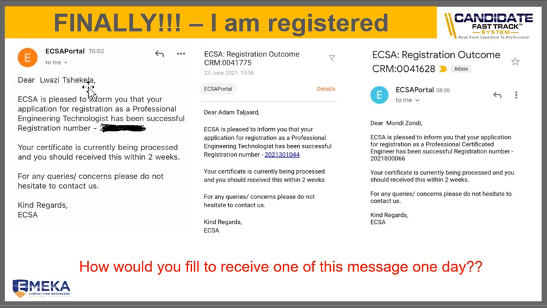You just take the surname of the person, you go to ECSA's website under registration, you plug in their surname, you'll get the registration number. This is Adam, one of our candidates.